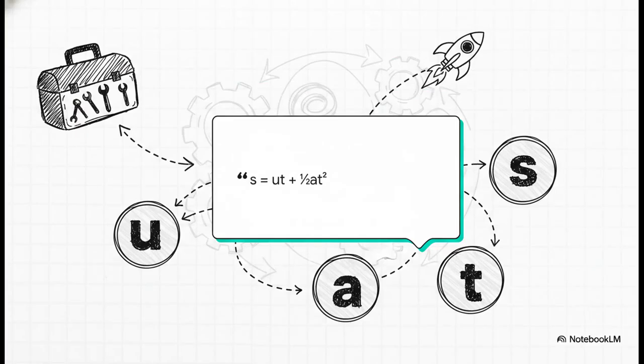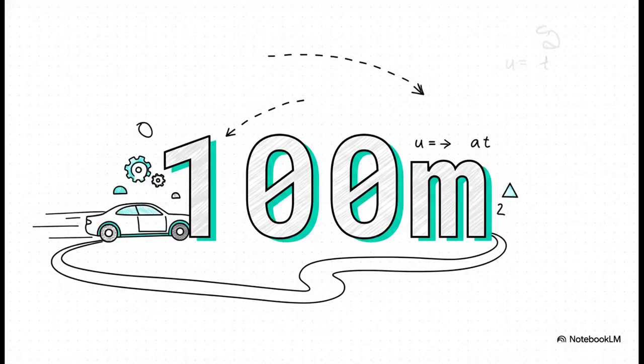Now we go back to our toolkit. Which one of our equations has the 4 variables we're dealing with, s, u, a, and t? Well, it's this one right here. It's the perfect tool for the job because it connects everything we already know to the one thing we want to find. So we just plug in our values, 0 for u, 2 for a, and 10 for t.